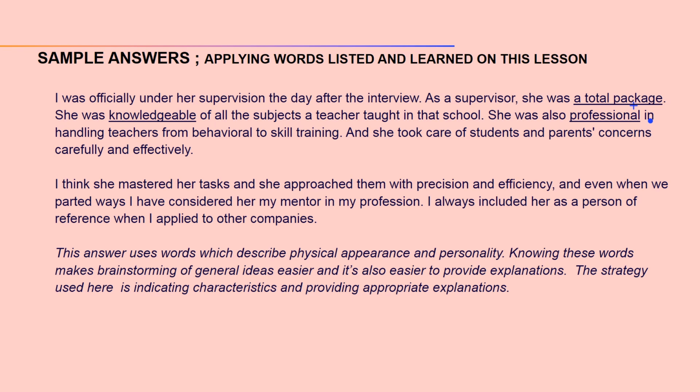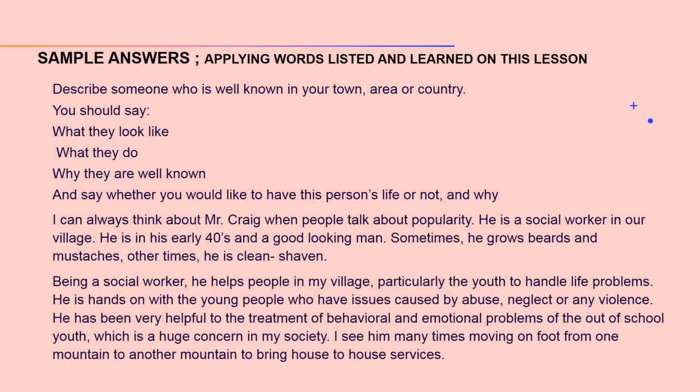This answer uses words which describe physical appearance and personality. Knowing these words makes brainstorming of general ideas easier, and it's also easier to provide explanations. The strategy used here is indicating characteristic and providing appropriate explanations. Let's answer this final question of this lesson. Describe someone who is well known in your town, area, or country. You should say what they look like, what they do, why they are well known, and say whether you would like to have this person's life or not and why.